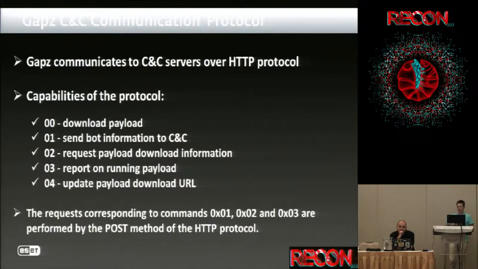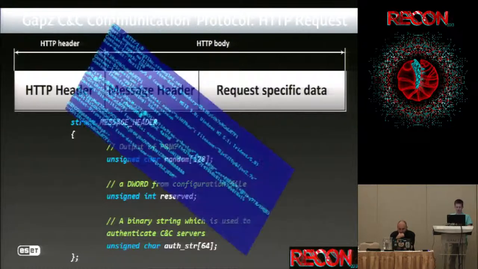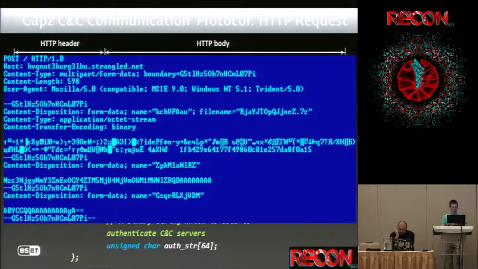The main capabilities of the protocol are the following. It's able to download the payload, report on the status of the bot, the payload which is run on the system, and request configuration information. It employs the HTTP protocol and sends request-specific data in the POST method. And here is how the message which is sent from the malware to the CNC server looks like. There is a dynamically generated HTTP header. For instance, here we can see that all the fields are generated dynamically using a set of predefined values like user agent, content disposition, content type, to make it difficult to detect using a signature-based approach.